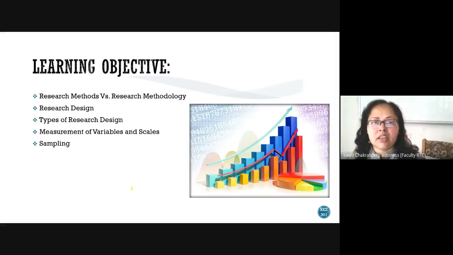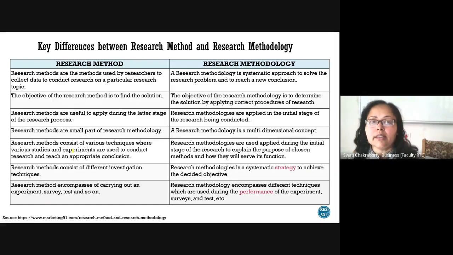So our learning objective is where we get to know the difference between research methods and methodology, the research design, what you mean by it, the types, the measurement of variables and scales, and sampling. So let's start with the difference between research method and research methodology, right?